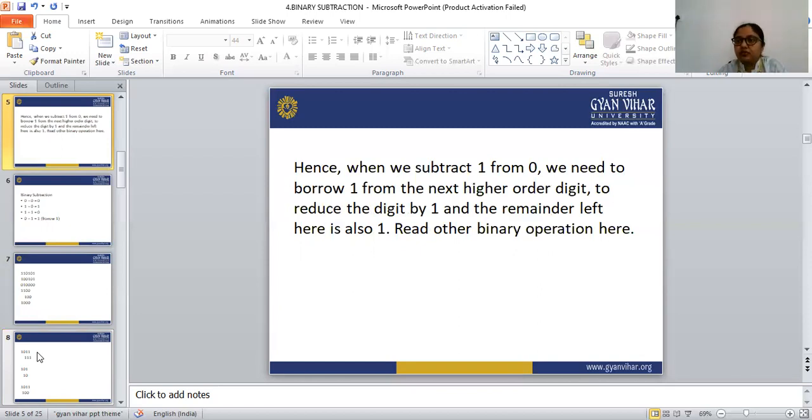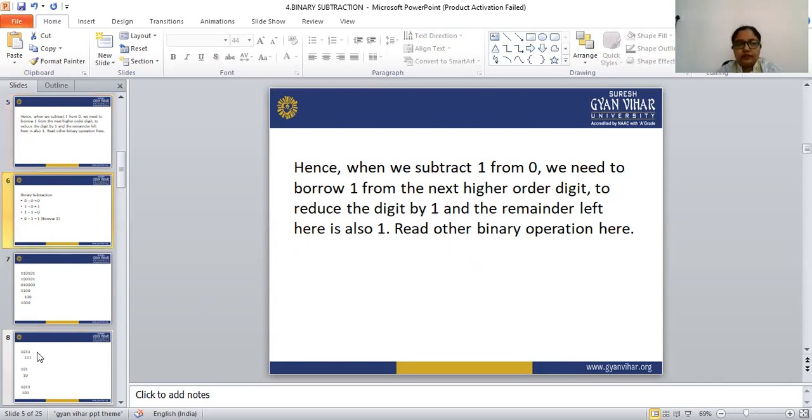We need to borrow 1 from the next higher order digit. So we have to borrow 1 from the next digit to reduce the digit by 1, and the remainder left here is also 1. There are 4 rules in binary subtraction.